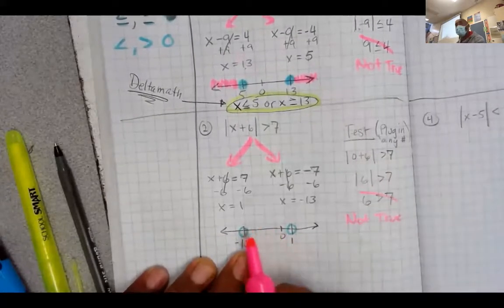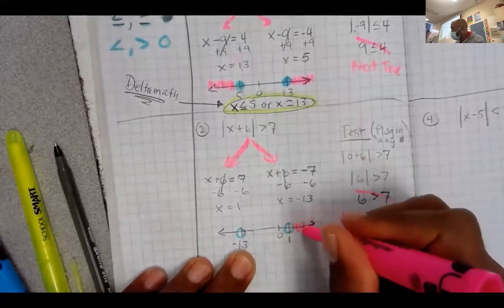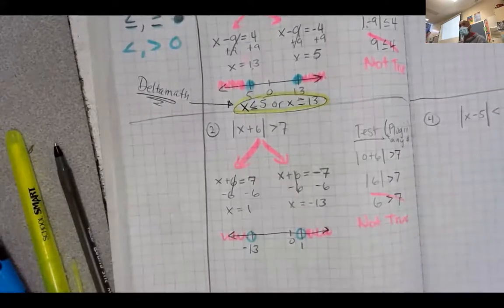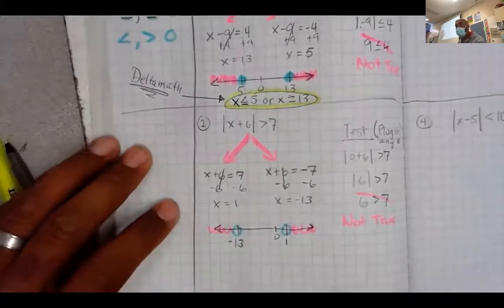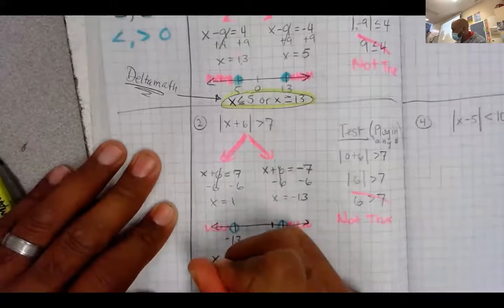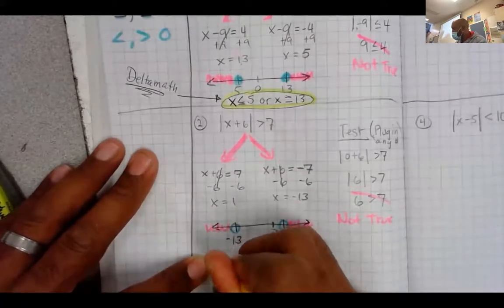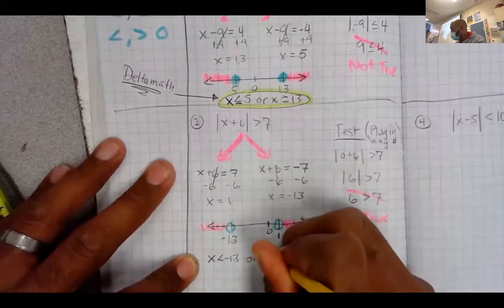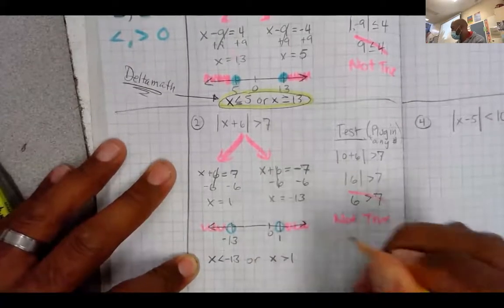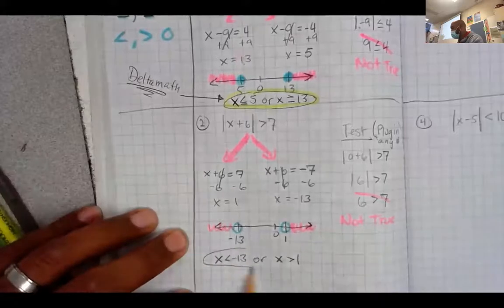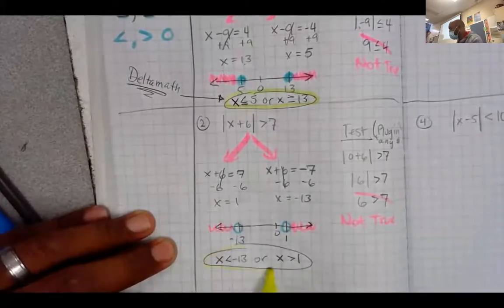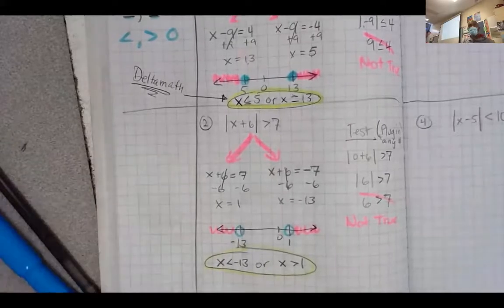So if it's not true in the middle, again, I'm out here and out here with the shade on the graph. And then the answer I'm looking for is x is now less than minus 13 or x is greater than 1. Okay, so that's another case where, again, you're going to have an or.